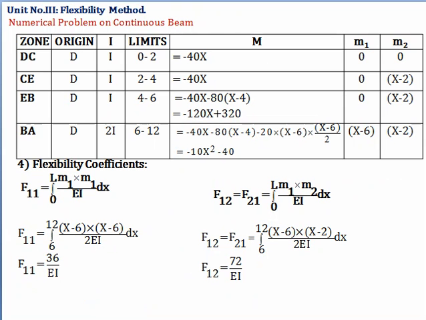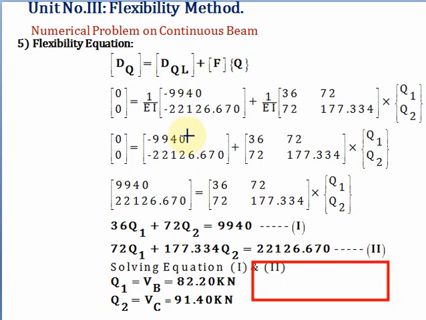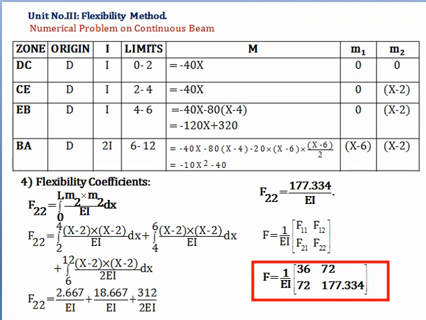Then we have seen how to find out the coefficient matrix: F11, F12. Then we have found out F22. Then we have seen the flexibility matrix F. Now the next step.